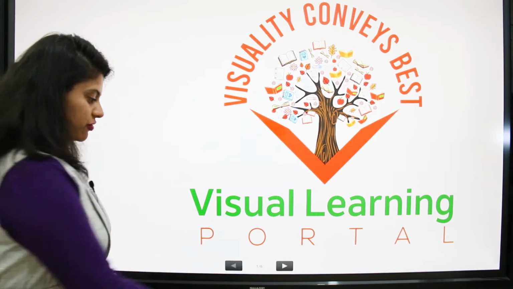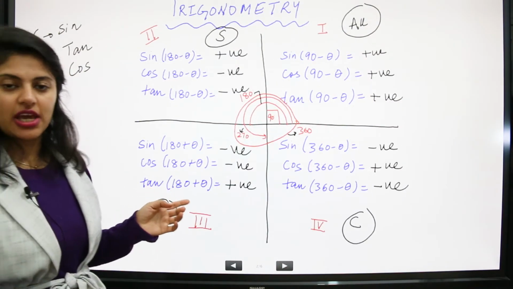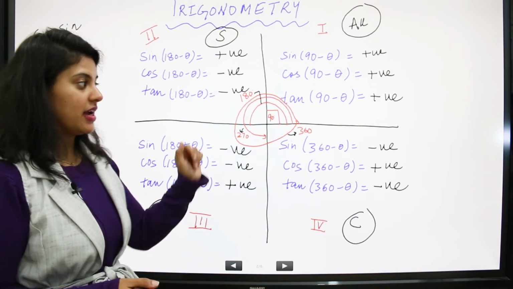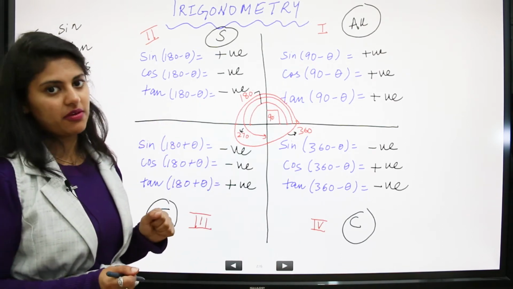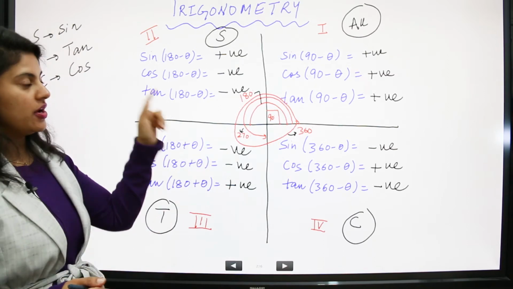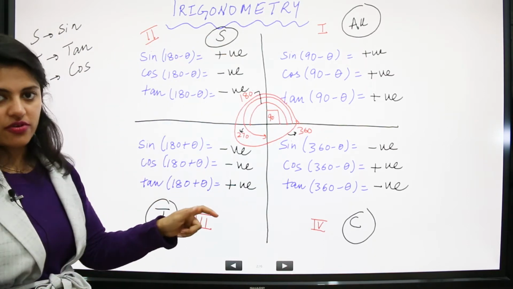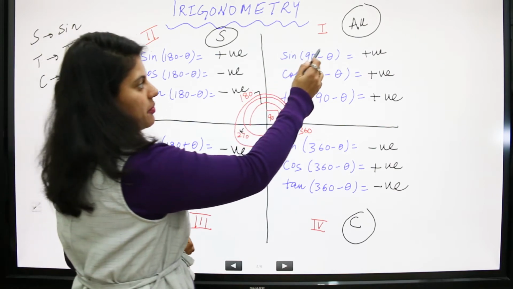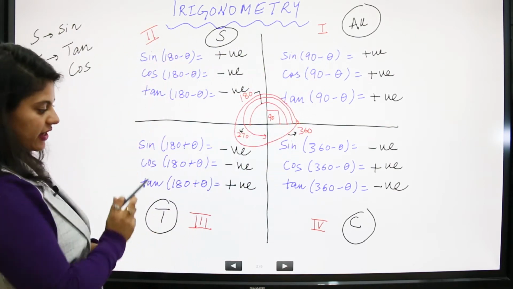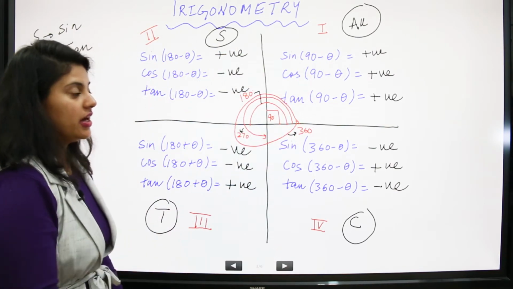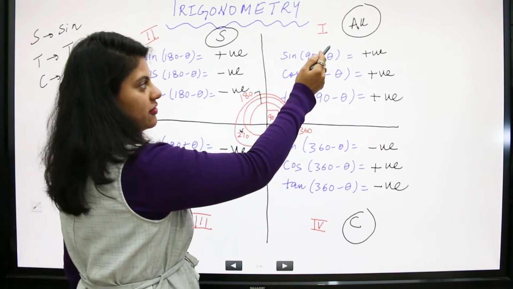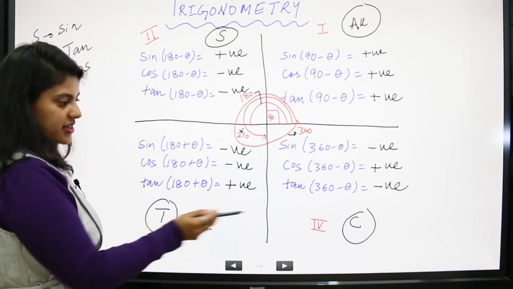Today we are going to do trigonometry and a few questions related to this. As I've already explained in my previous video, you can go and check how we solved all the quadrants: the first quadrant, second quadrant, third quadrant and fourth quadrant. And how we put the values, like remember, All, Sine, Tan, Cos.